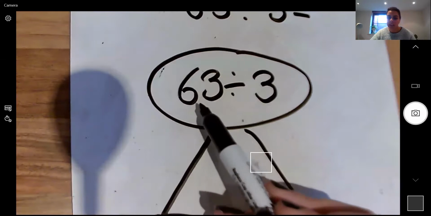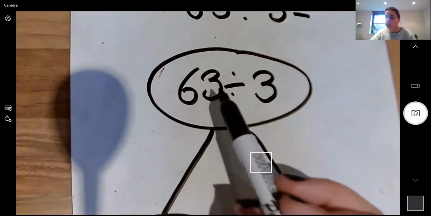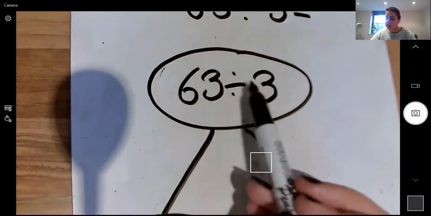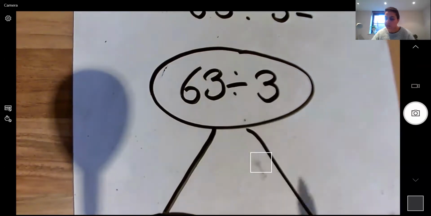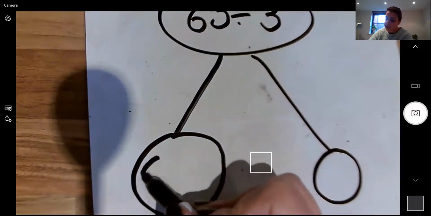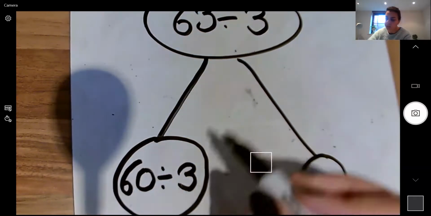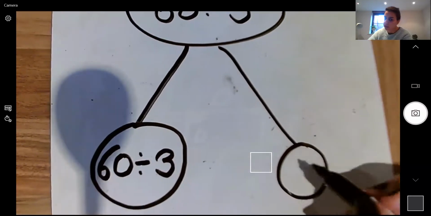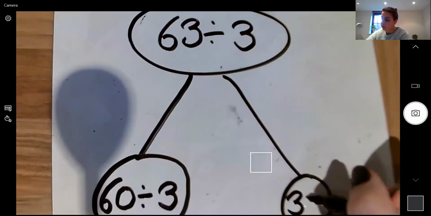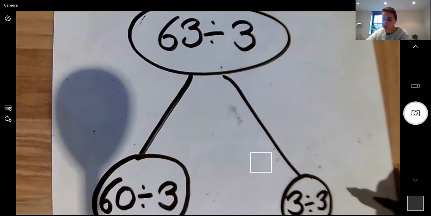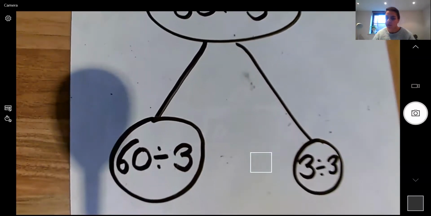The reason I'm splitting it is because it's easier to divide the 10s and then the 1s. But also I know that 3 goes into 60 and 3 goes into 3. I know that because I know my 3 times tables. So I'm going to write here 60 divided by 3. And I'm dividing by 3 because that's what my question is. And on this side, I'm going to write 3, because that's what I've got left, divided by 3. So they're my 2 questions. That's what your part-whole model should look like right now.